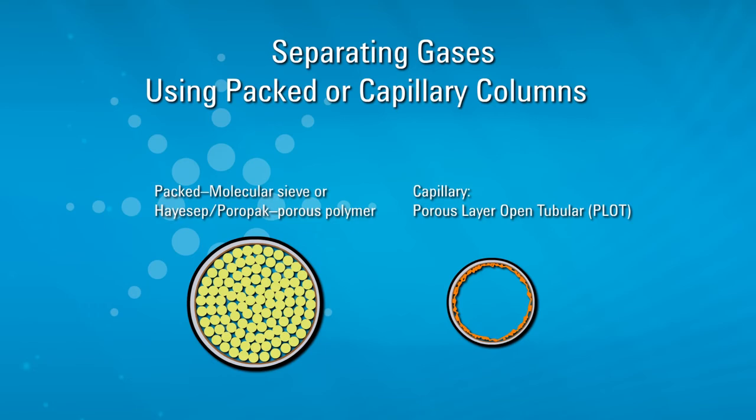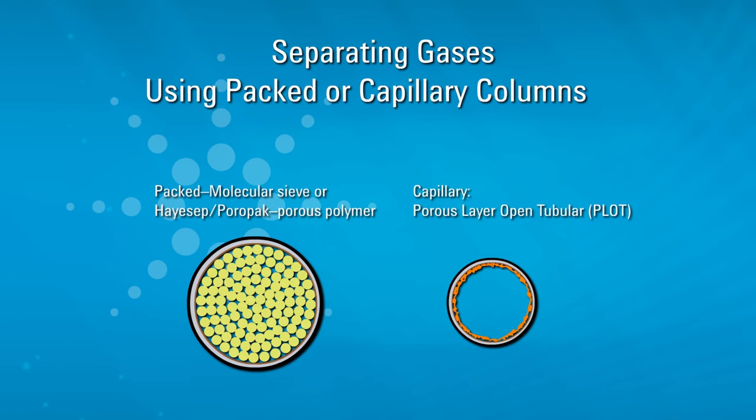A molecular sieve is a material containing tiny pores of a precise and uniform size that is used as an adsorbent for gases. Used in GC, the molecular sieve column will separate light fixed gases while adsorbing water, carbon dioxide, and heavier hydrocarbons. HayeSep or Porapak columns are comprised mainly of porous polymers and are used to separate very light hydrocarbons.